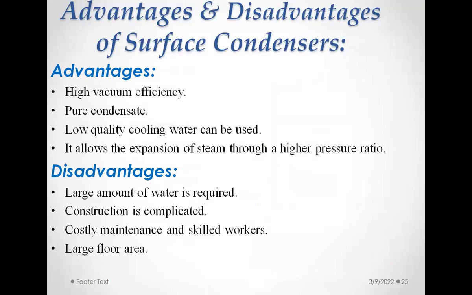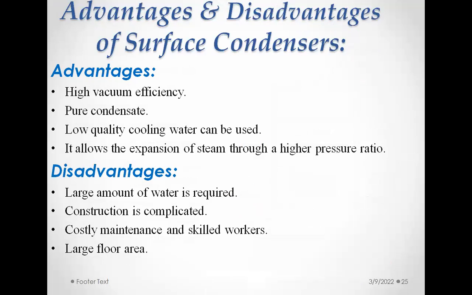So let us see some of the advantages of the surface condenser. High vacuum efficiency, pure condensate. What was the disadvantage of the jet condenser? The condensate was not pure because of direct mixing. So here we will get pure condensate. Low quality cooling water can be used. For the cooling purpose, we can use low quality water because there is no mixing. As there is no direct mixing, we can use low quality cooling water.